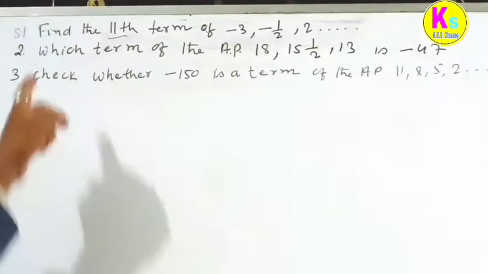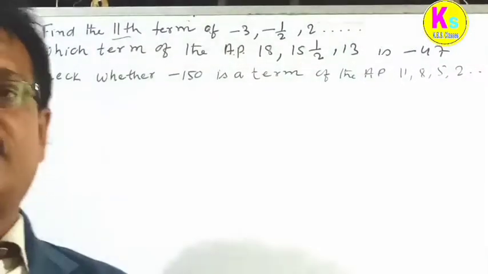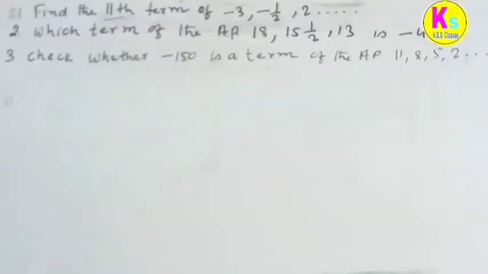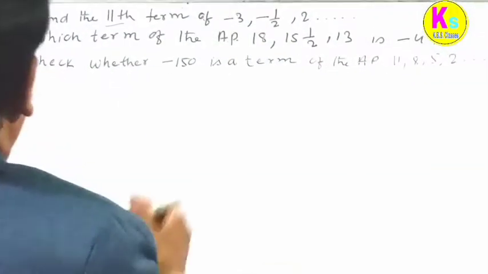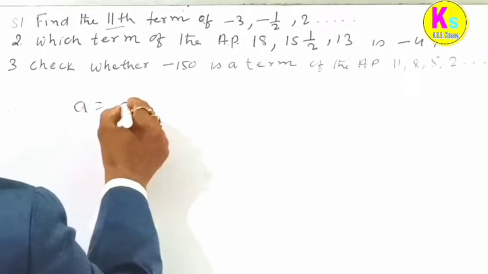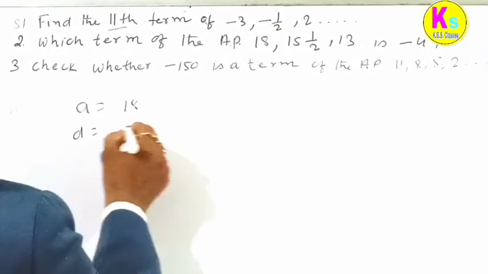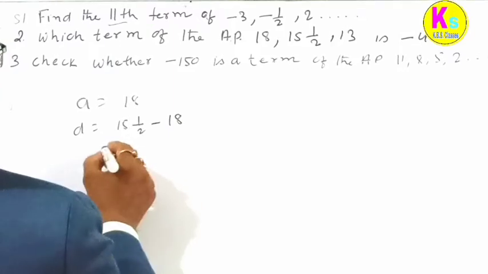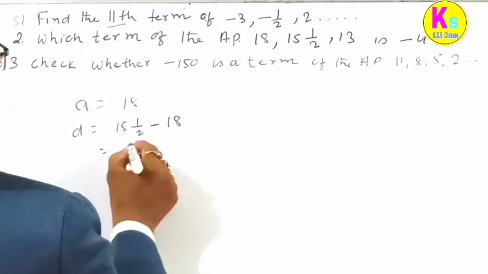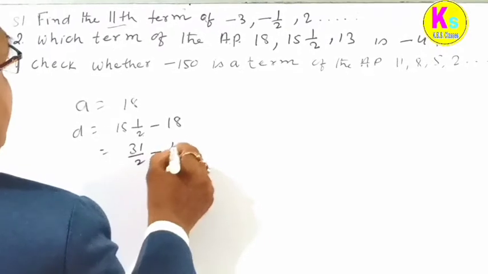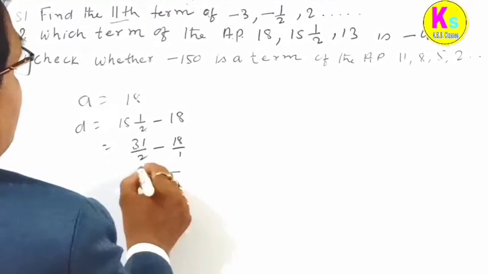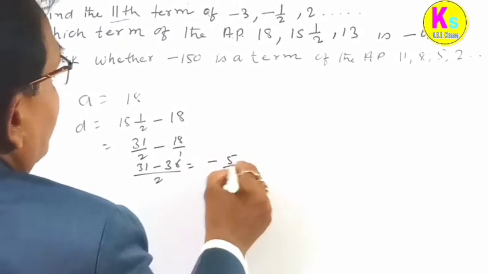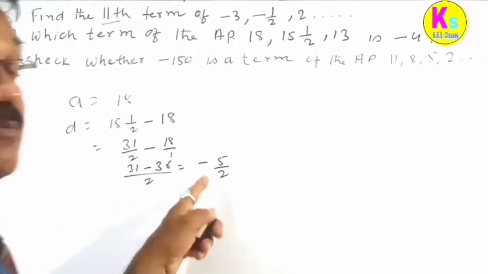In the second term, what is the question here? Which term means n? N is to be found out here. In this AP, A is equal to 18 and D is equal to 15 1 by 2 minus 18. 15 to the 30 plus 1, 31 by 2 minus 18. Take the LCM: 31 minus 36 is equal to minus 5 by 2. So the common difference is minus 5 by 2.